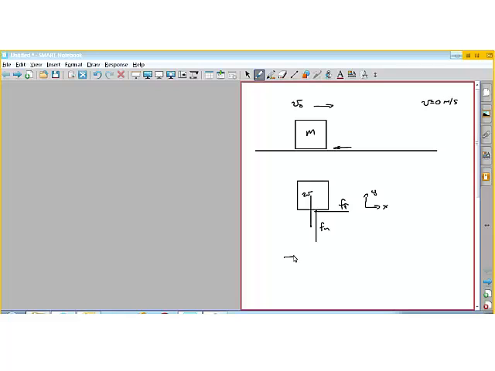So when we sum the forces in the y direction, because it doesn't move in the y direction, we know the sum of the forces has to be equal to 0. Before we do that, though, let's draw this free body diagram over here with just the forces. You've got weight going down, normal force going up, they have to be equal to each other, and then you have the friction force. And we know the weight is equal to the mass times acceleration due to gravity.